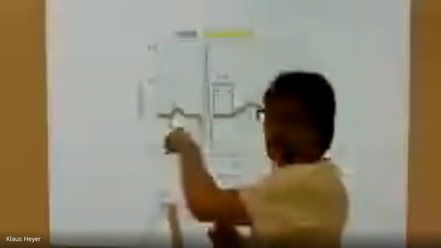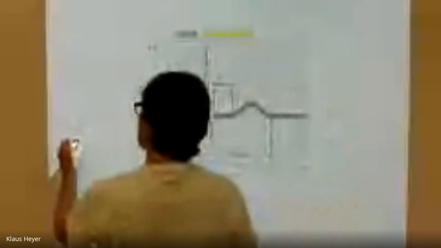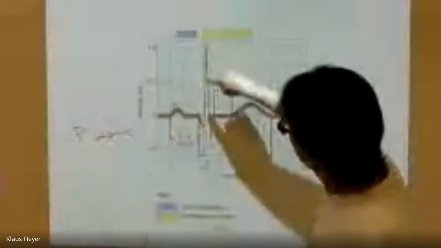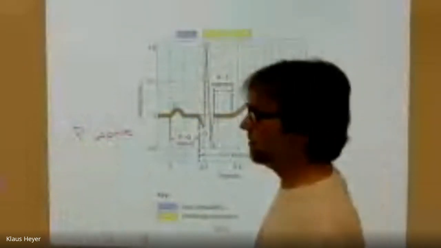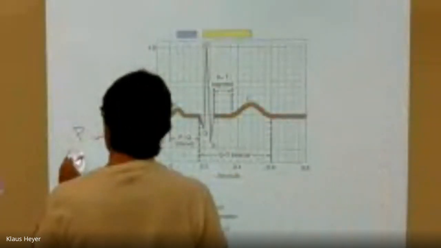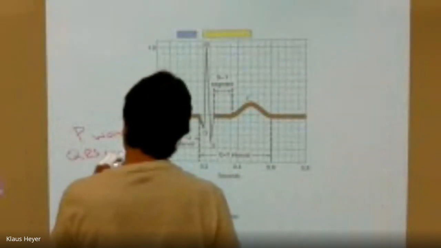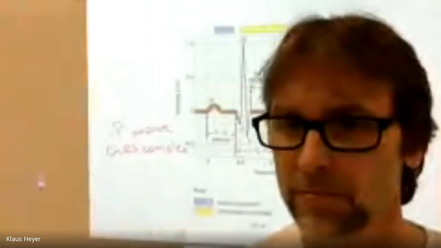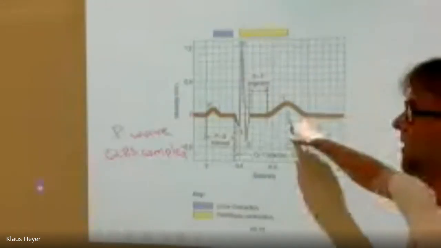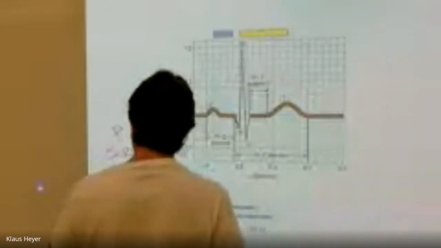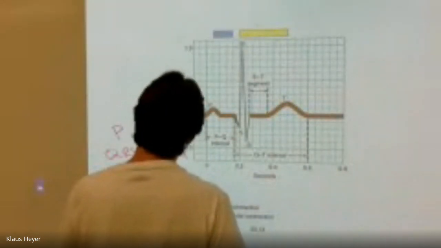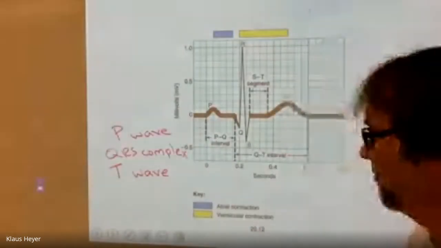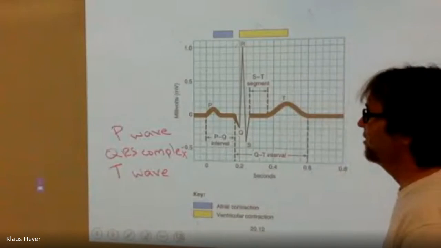The first thing here is a P wave. And then where it goes up and down and like that, we call this a QRS complex. And then the T wave. So PQRST. Hope you don't get that wrong because it's in alphabetical order. P wave.